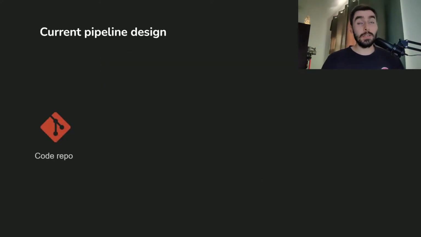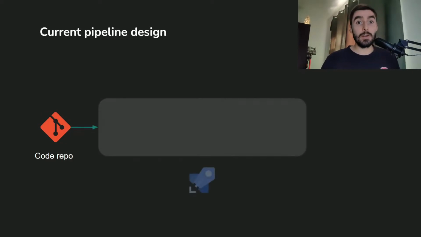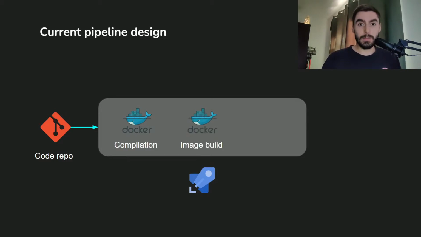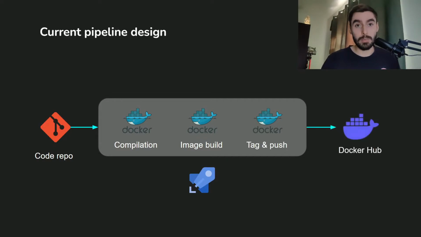We start in a code repository, which is hosted in Azure Repos Git, and from there we trigger an Azure pipeline. Inside the pipeline, we have three subsequent steps. The first one is the compilation of the code. After the compilation, we get an artifact, which is a jar file, or a dist folder in the case of the frontend. We move that artifact inside a new image, which we build, and then we tag and push that image to Docker Hub. That's basically all our current pipeline does.